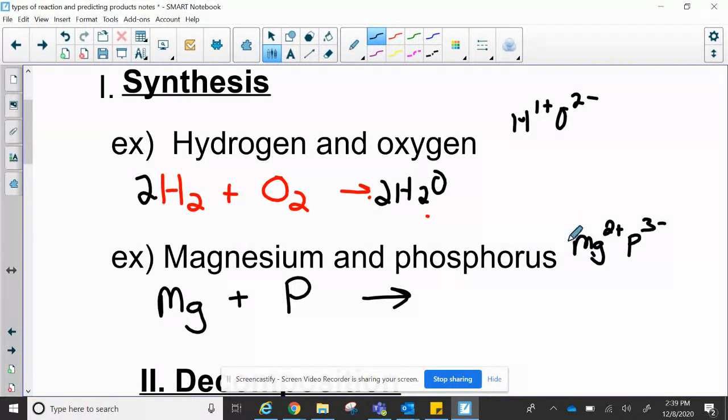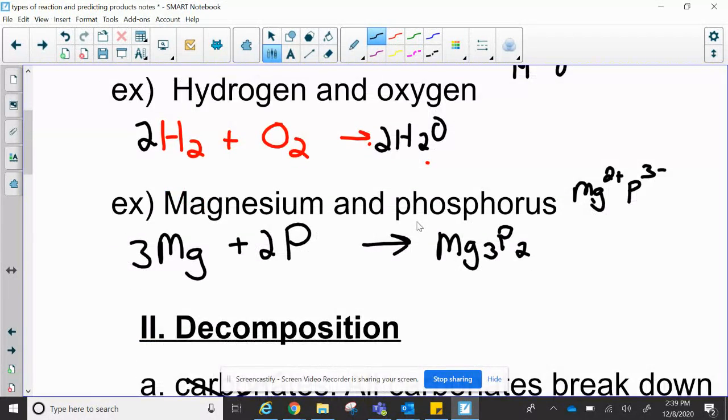Now, here's the thing. You are writing a new compound, a new formula. You have to take the charges into account when you're writing a new formula. So every time you write a product, you have to start from scratch and write new formulas. So magnesium has a charge of 2 plus. Phosphorus has a charge of 3 minus. So our product is going to be Mg3P2. And then, of course, I need to balance it, and I'm done.